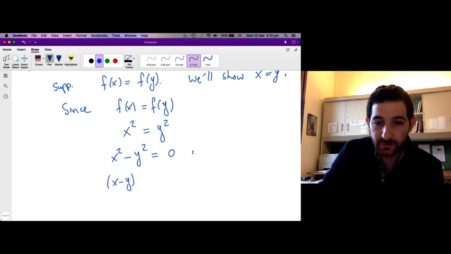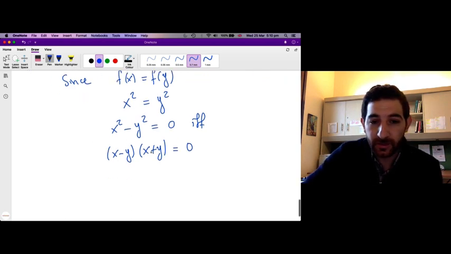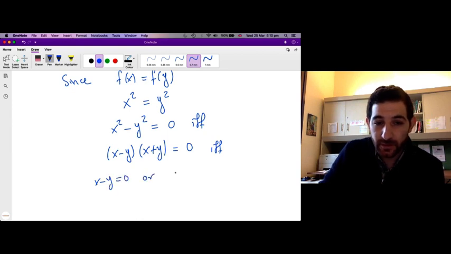Okay, so this is true if and only if the following is true: the expression is equal to 0, and these are the product of two real numbers, and the product is equal to 0, which means that either the first one is 0, or the second one is 0.